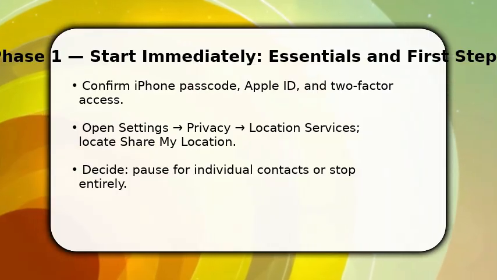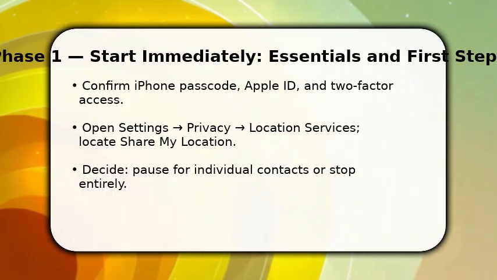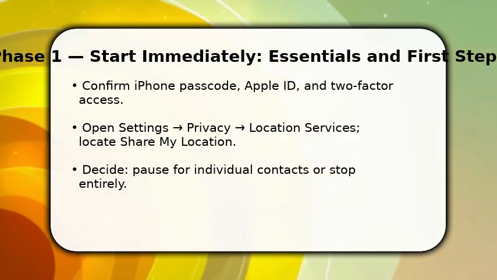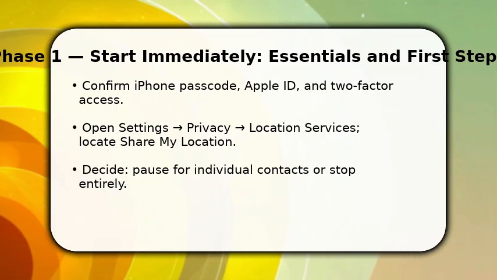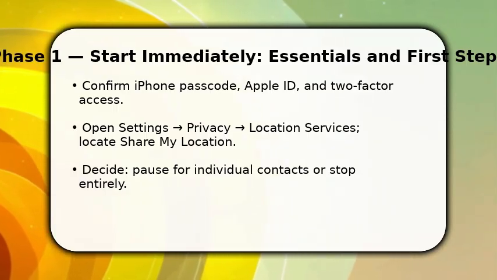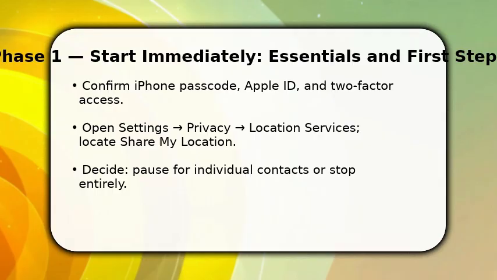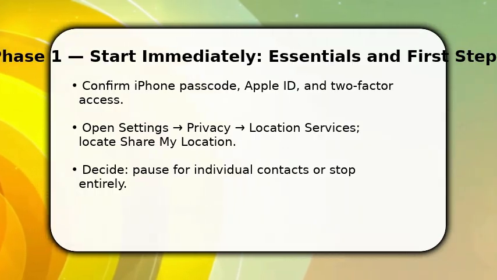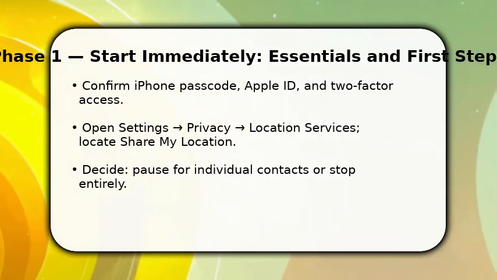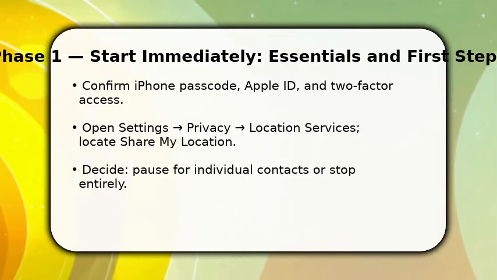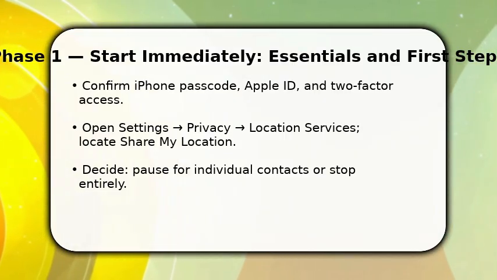You start by confirming you can unlock the iPhone and access the Apple ID settings. This prevents account lockouts. Open Settings, go to Privacy, then Location Services, and tap Share My Location. Do it now. Once done, decide. Temporarily pause sharing for specific contacts or stop all sharing from this device.